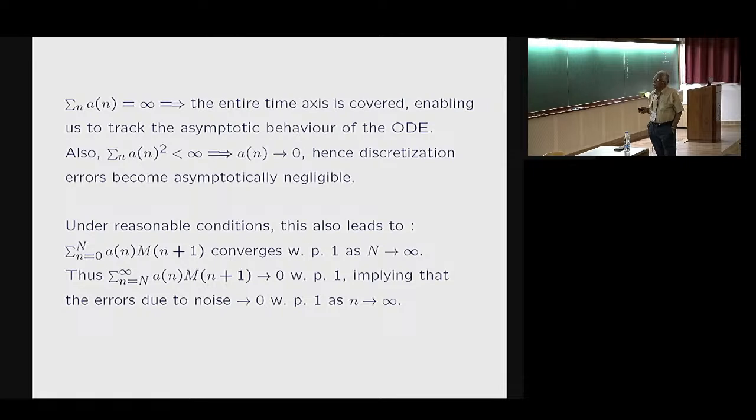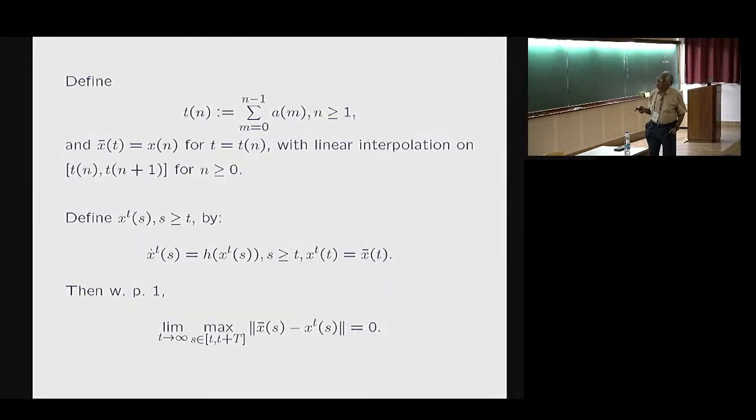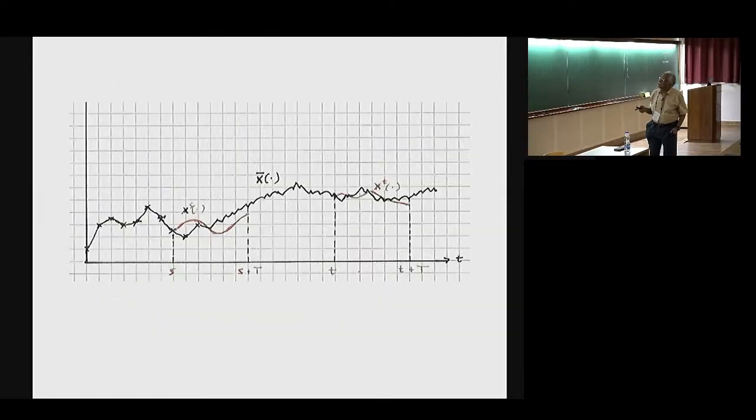So this is the noise being added. If this sum converges, then the tail of that sum, which is the noise added from n onwards, goes to 0, and that implies in particular that the error due to noise also goes to 0. And this is actually, I'll skip this part, the intuition is here.